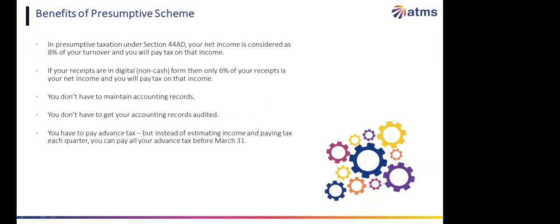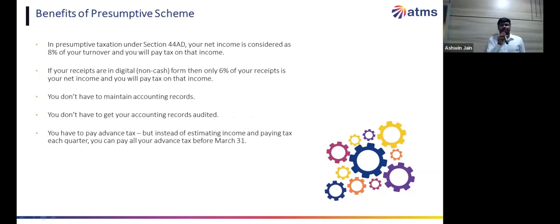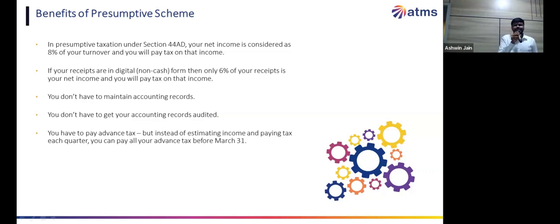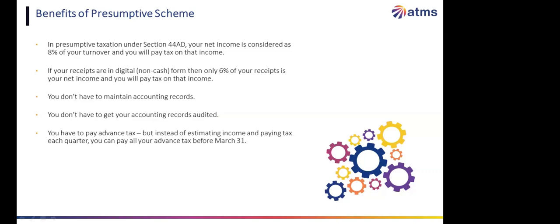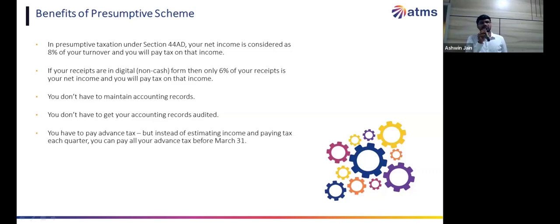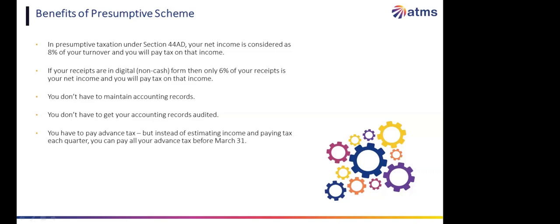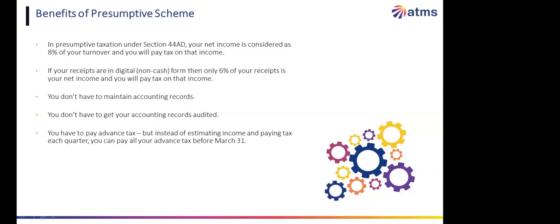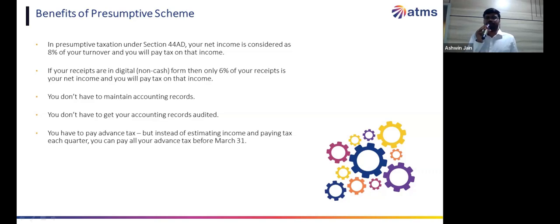Again, in a nutshell, what we have understood in presumptive taxation income: you have to show 8% and pay the tax on that. For digital transactions it is 6%. Other than the 8%, you don't have to maintain the accounting records, and you don't have to get your accounting records audited. As for advance tax, you can pay it fully in the fourth installment, no need to pay every quarter. If you opt for 44AD, paying before 31st March will also work.